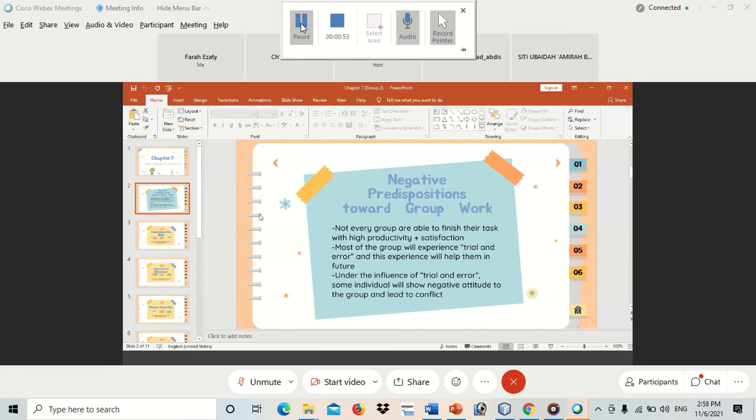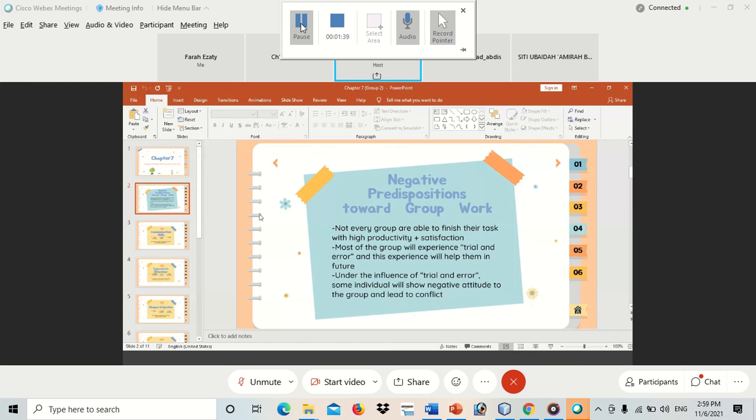Many people say that working in a group will increase efficiency and effectiveness, and the job can be solved in a short time. They finish their task with high productivity and maximum satisfaction for every group member. This is because most groups will experience a process called trial and error. This is a process where a group will always continue to try and try in order to achieve success, and this experience will help them in the future.